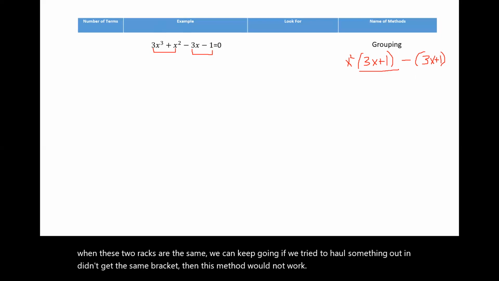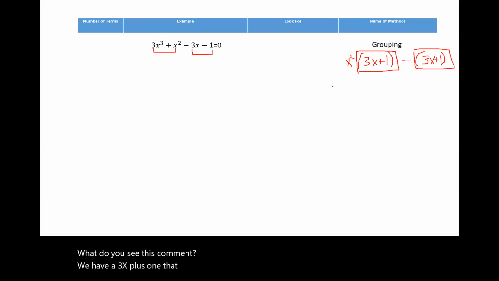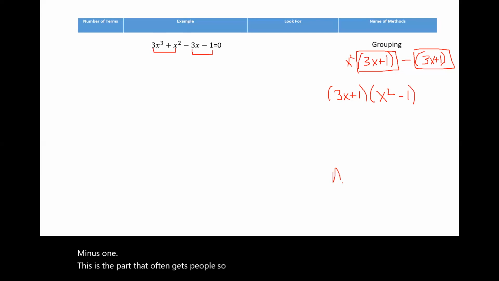Now, what do you see that's common? We have a 3x plus 1 that is now common. So we're going to put the 3x plus 1 out front. And what is it multiplied by? It's multiplied by x squared minus 1. Now this is the part that often gets people, so we'll just look at it a different way.